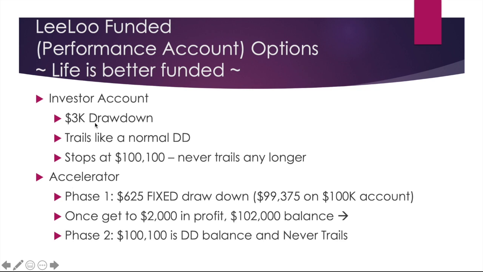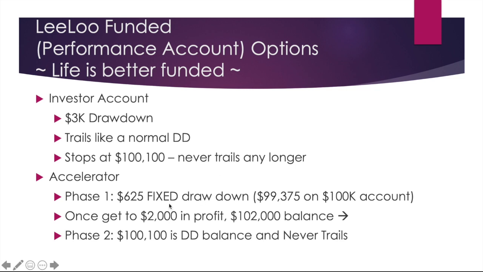So the investor account has a 3K drawdown. It works much the same, but it trails like a normal drawdown, like that very first slide that I showed. When your drawdown hits 100,100, they have it just be $100 over your starting balance. It never trails again. It'll trail your first 3,000 and then it just stops. Everything you make up and above that, at 7,000 profit, 10,000 profit, 20,000 profit, is how much buffer you have. If you're at 120K, you have 20K less 100, so 19,900 in buffer.